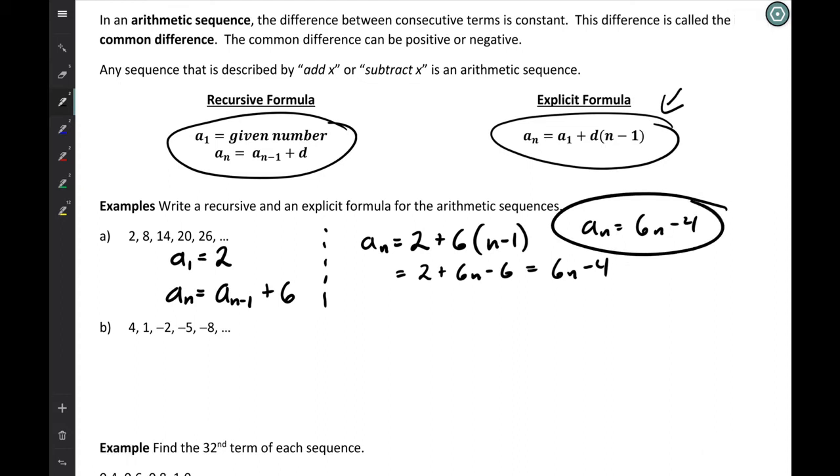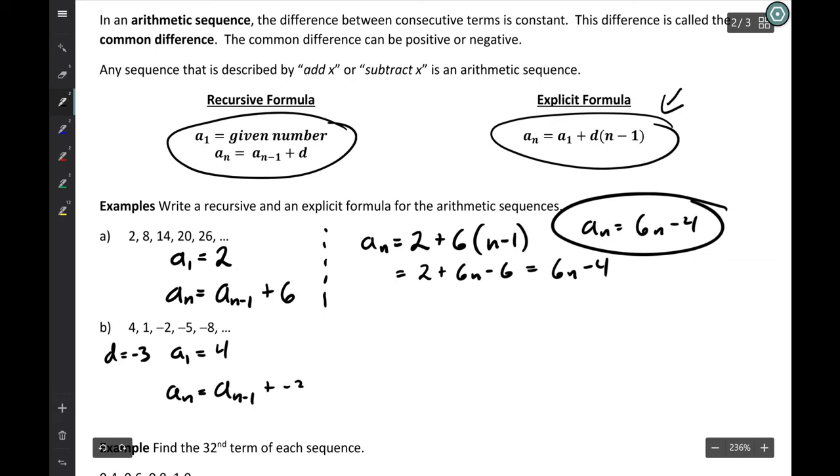The same steps for my next problem. Figure out what your common difference is. Well, the common difference here is minus 3, so d equals negative 3. So I'm going to add negative 3 each time. Be careful with your signs. My first term, a sub 1, is equal to 4. And then my a sub nth term is equal to the term before it, a sub n minus 1 plus negative 3. And really, I could have just written that as minus 3. So you have to be careful of your signs.